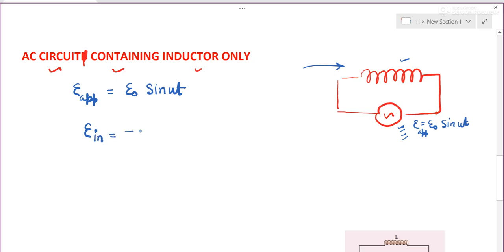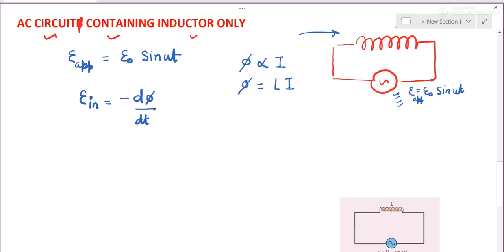If you remember, it is minus d phi by dt. And your phi is proportional to I. This is how we do it. Removing proportionality, we get L i. So we have already done it. So we'll write induced EMF will be equal to minus d by dt. Let us substitute the value of phi. It's L i. So induced EMF is equal to minus L di by dt.